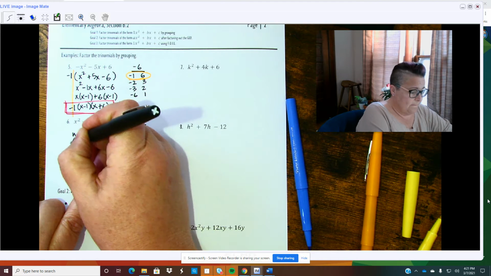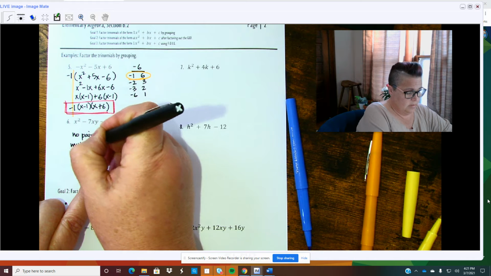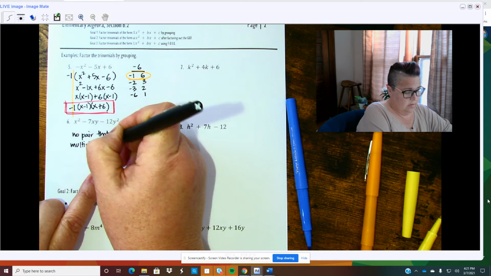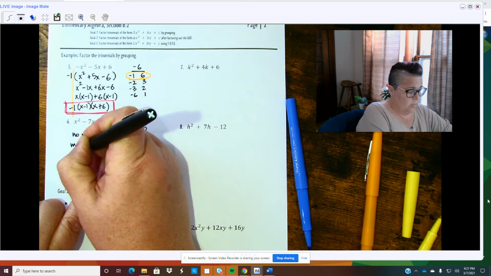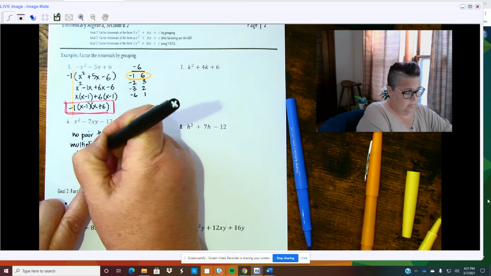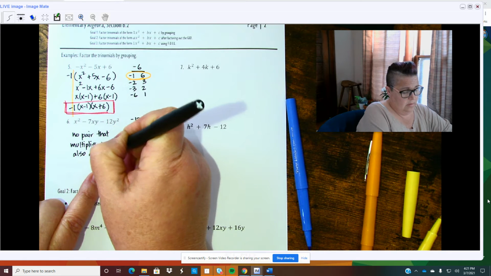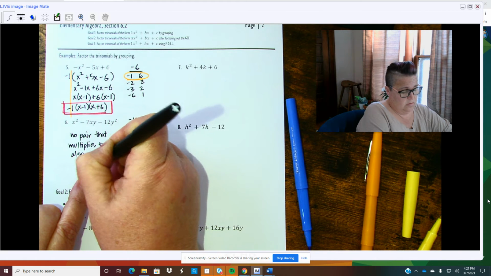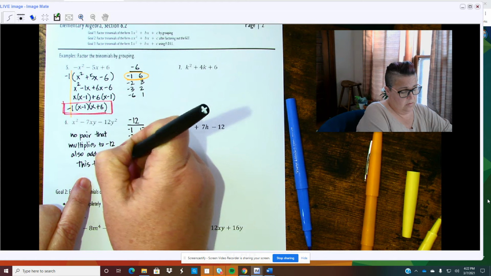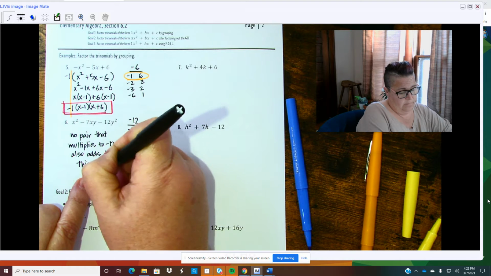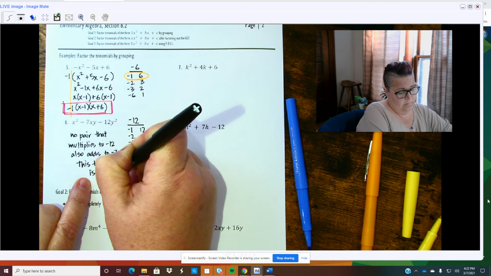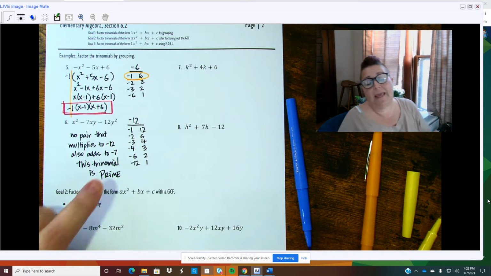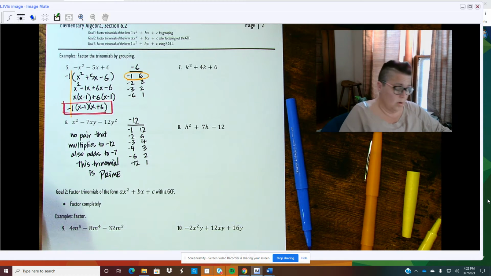Since no pair that multiplies to the negative 12 also adds to negative 7, this trinomial is prime. It cannot be factored, and therefore we call it prime.